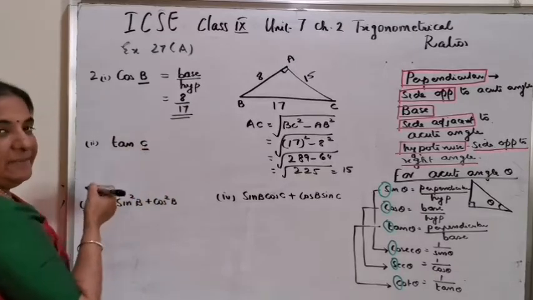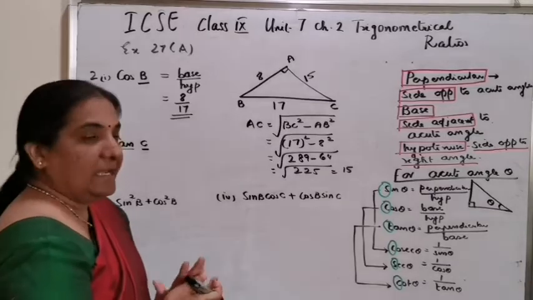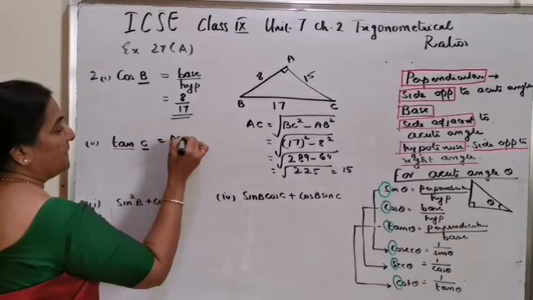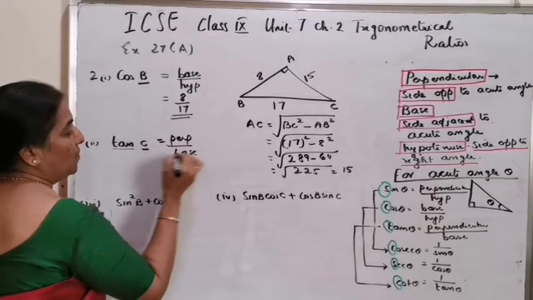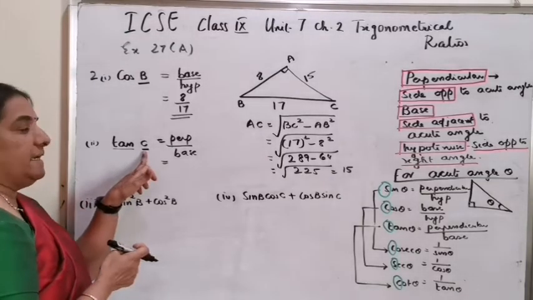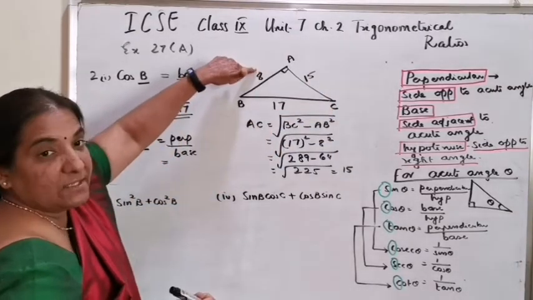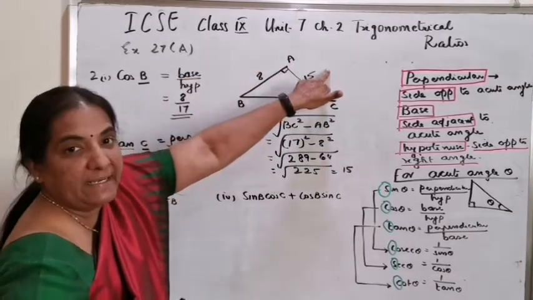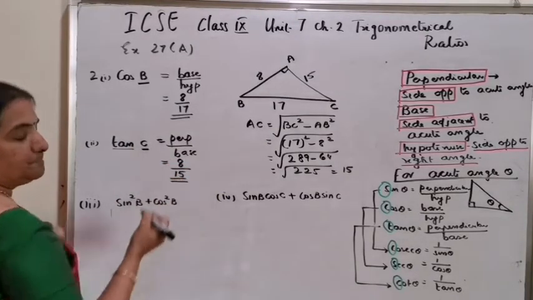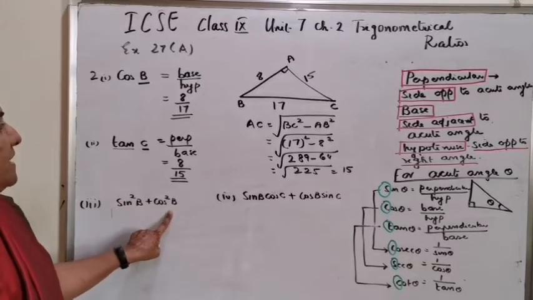For angle C, the ratio is tan. What is the meaning of tan? It is perpendicular by base. Which is the side named as perpendicular? It is the opposite side of angle C. Which is the opposite side of angle C? 8. Which is the adjacent side? 15. So what will be the answer? 8 by 15.